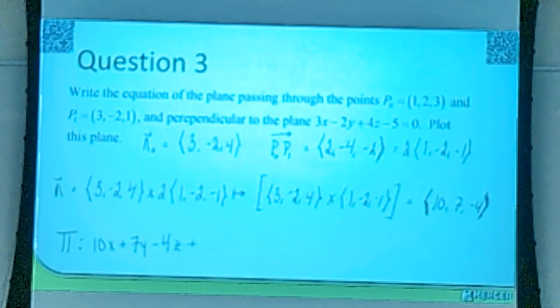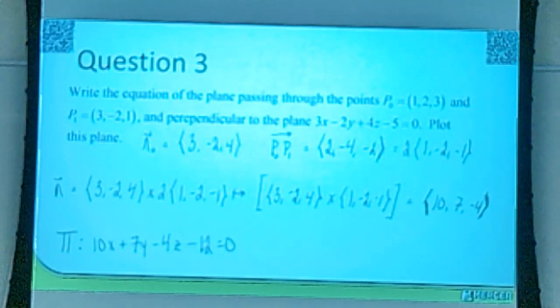That's not right. I'm looking at the wrong equations. Negative 10 times 1 is what I want. I want the point. I was looking at the normal vector. So negative 10 times 1, negative 10. Minus 7 times 2 is negative 14. Right, so that's negative 24. Minus negative 4 times 3, 12. Negative 24 plus 12 is negative 12. There's the equation.